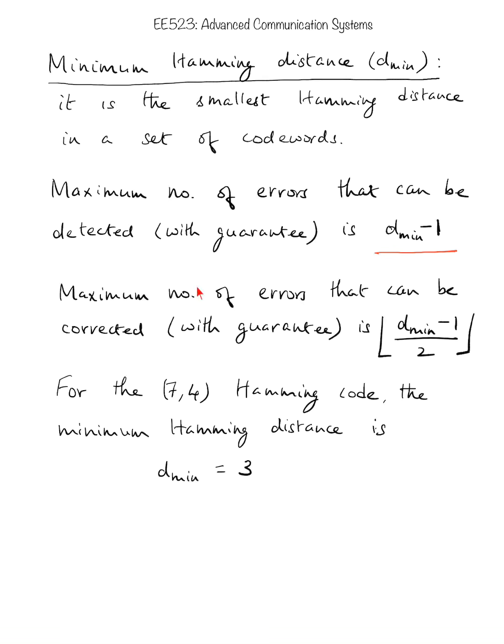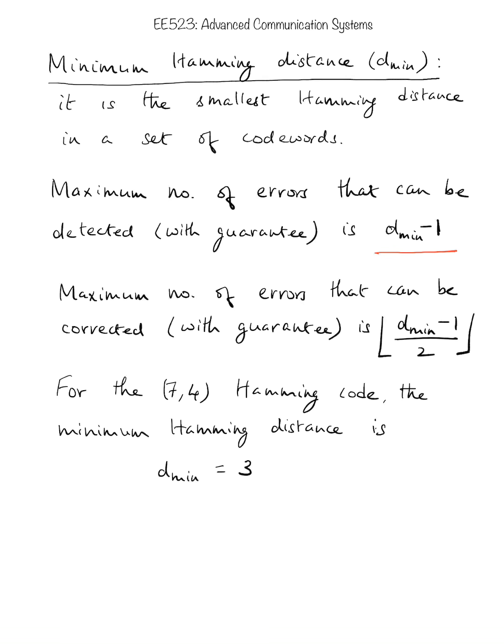And what is the maximum number of errors that it can correct? It is d min minus 1 by 2, which is 3 minus 1, which is 2 by 2, which is 1. So that means it can correct a maximum of 1 bit error. If it is more than 1 bit error, it cannot correct it. 2 bit errors it can detect, it cannot correct it. 1 bit error it can detect as well as correct it. More than 2 errors it cannot even detect it, right?